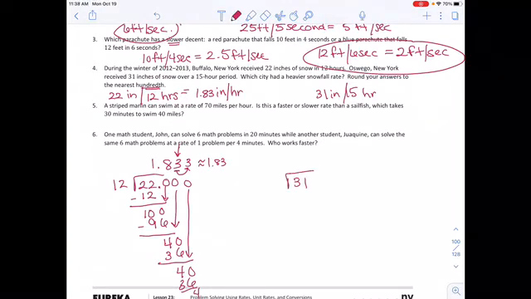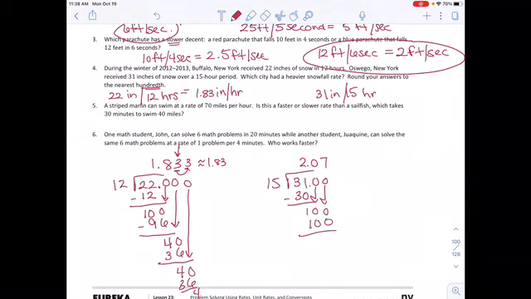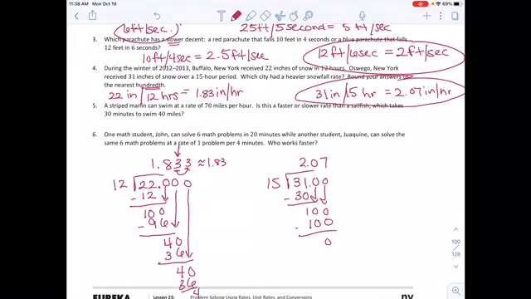Now I have to do 31 divided by 15. Well, I know 15 times 2 is 30. I can't do 15 into 10, so that's a 0. I'm not lining these up properly. Okay, and now 15 times 7 is 100. So I don't even have to round this one. I just know that this one's 2.07 inches per hour. And now we want to know which had a heavier snowfall rate. Well, this time Oswego had the heavier snowfall rate.